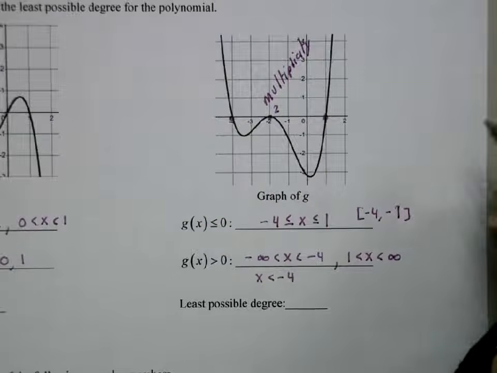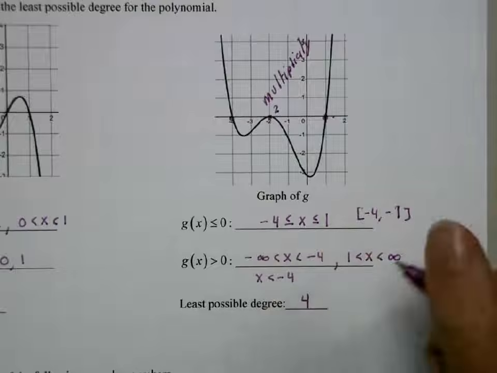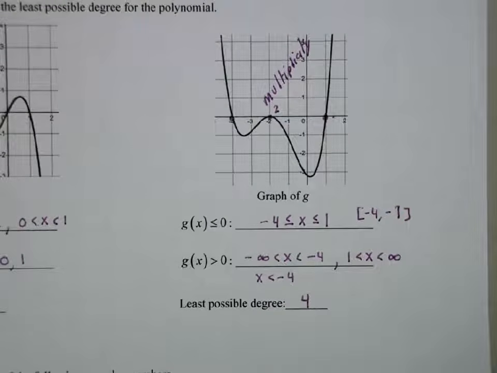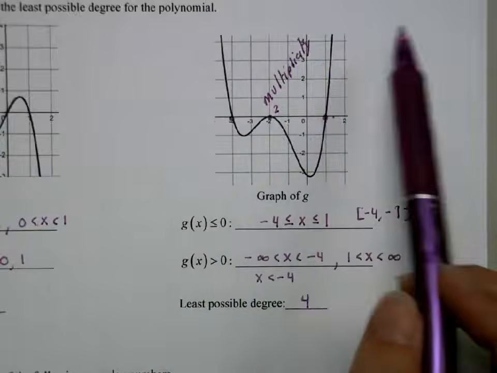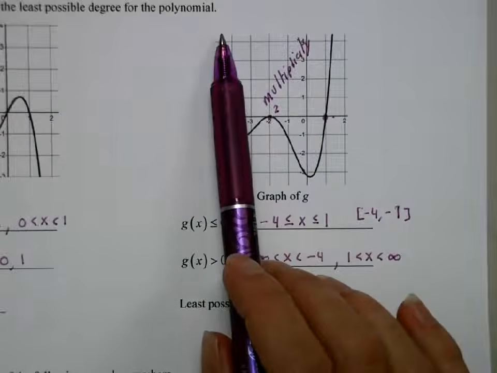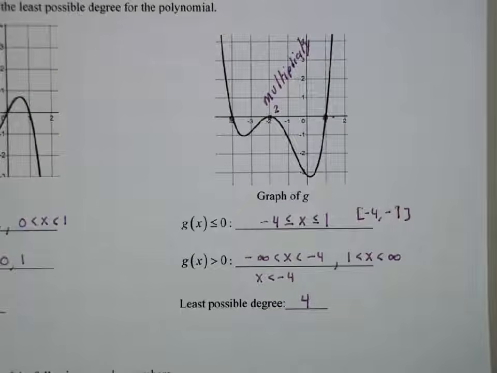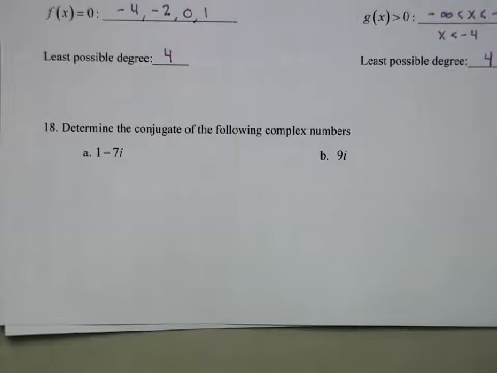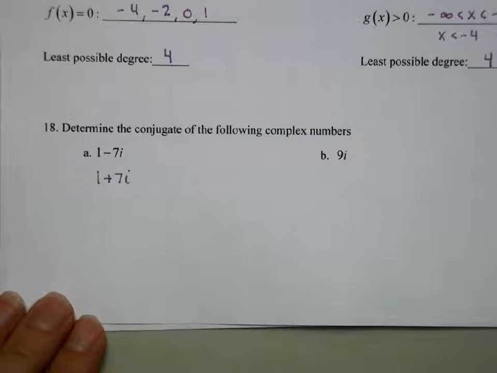It's also a good idea to think about the end behavior. We know from 1.6, which we'll get to in a minute, if the end behavior is the same at both ends, then our polynomial is an even degree polynomial. So that should kind of match that. Okay, then we're going to determine the conjugate, which is simply just the opposite sign on that imaginary piece, opposite sign on the imaginary piece.